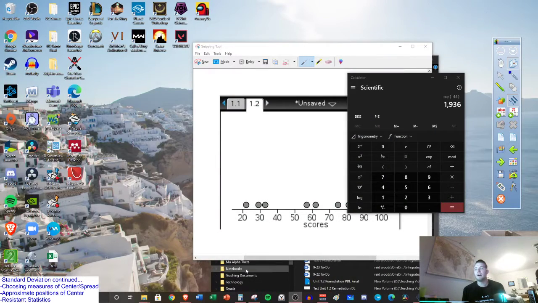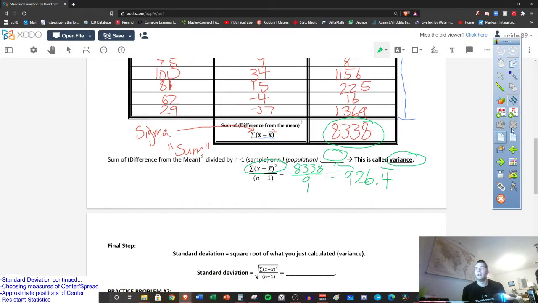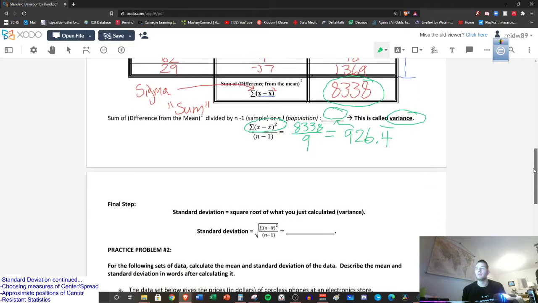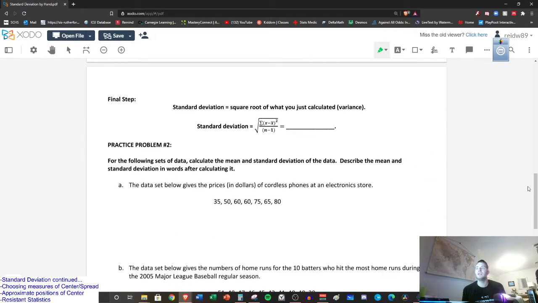To finish this off, we have to take the square root. So down here on the back of your sheet, you have the standard deviation is the square root of what you just calculated, the variance. So we want the square root of 8338. I'm not going to round. I want this to be exact over 9.